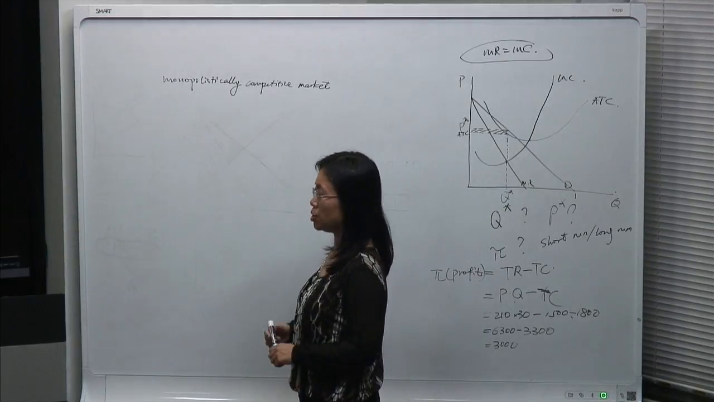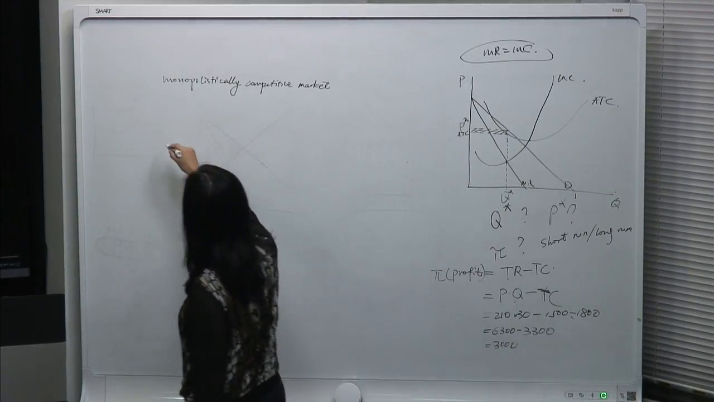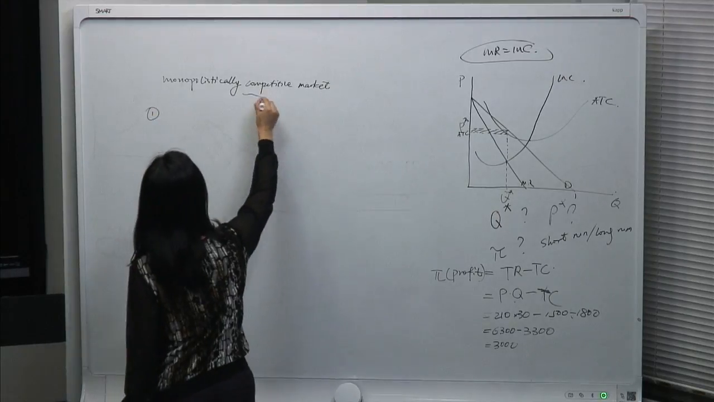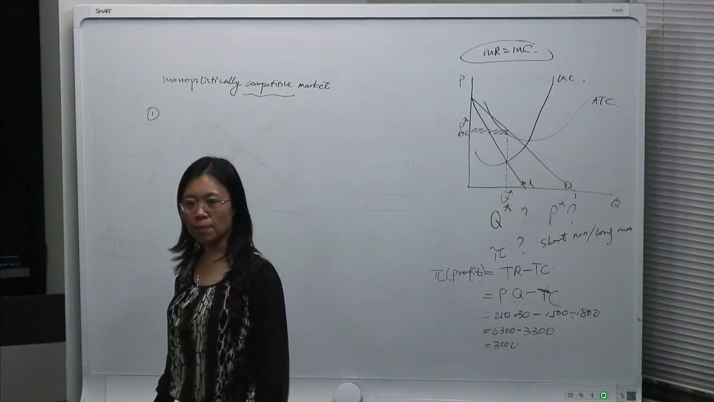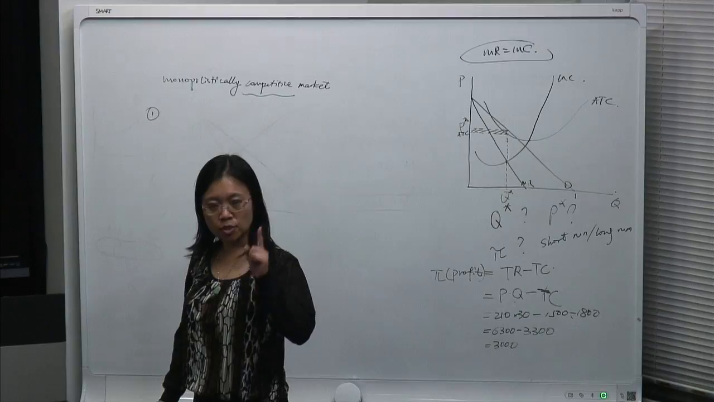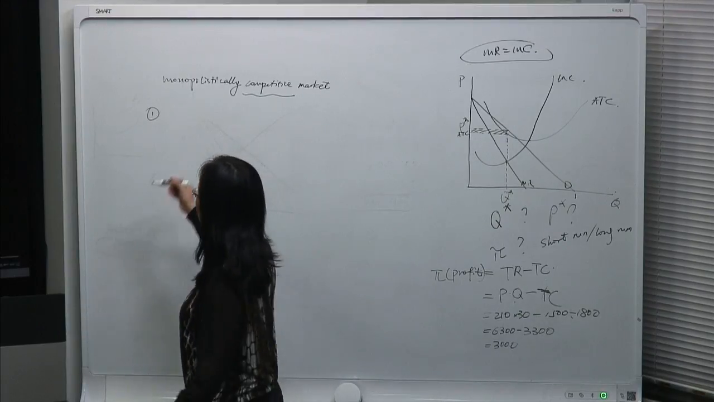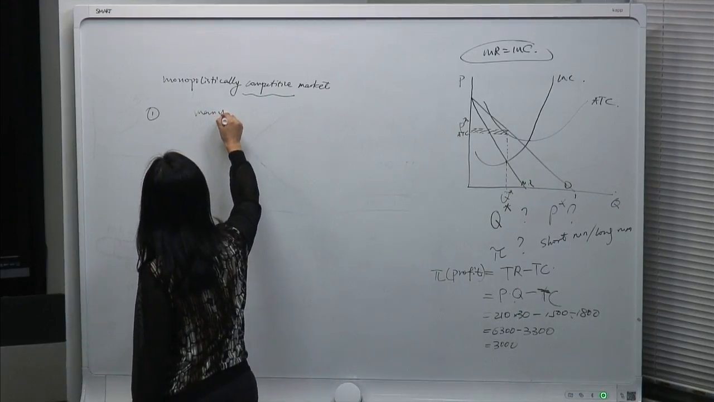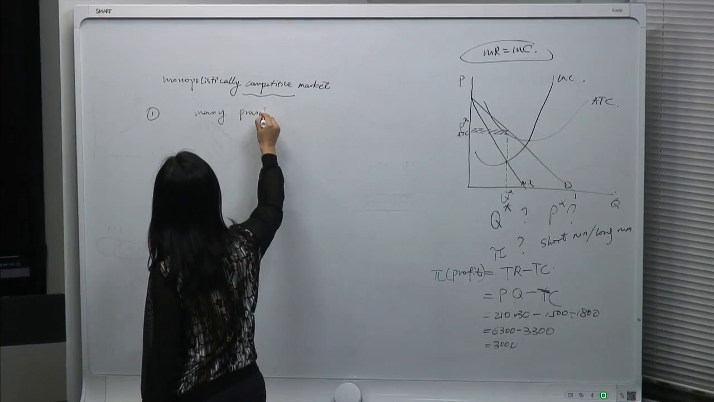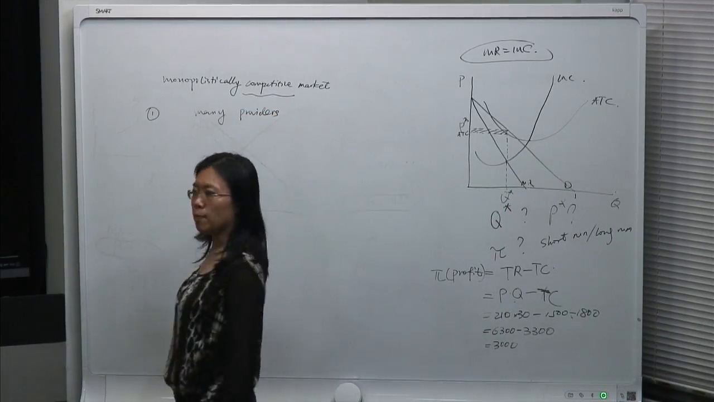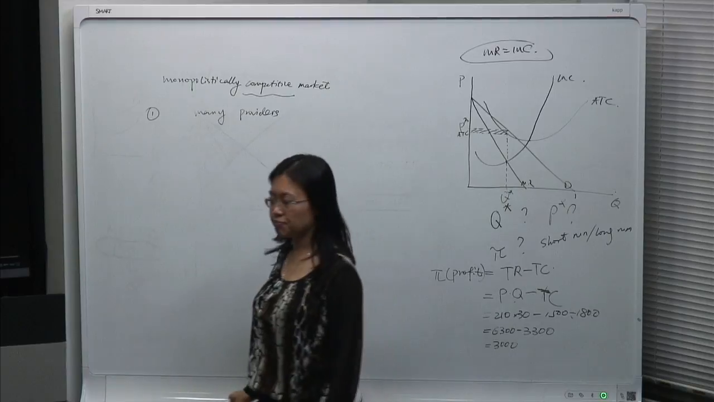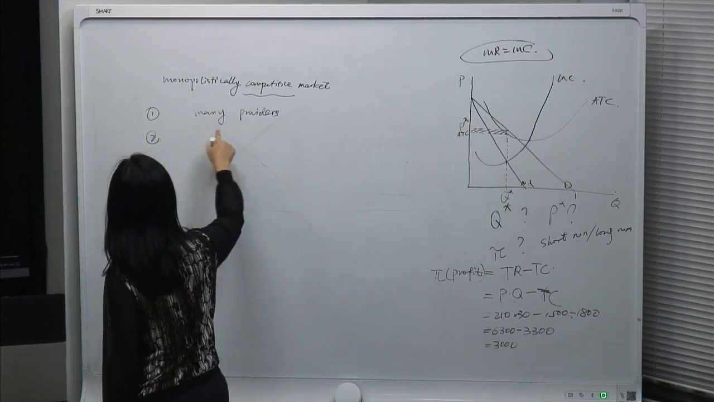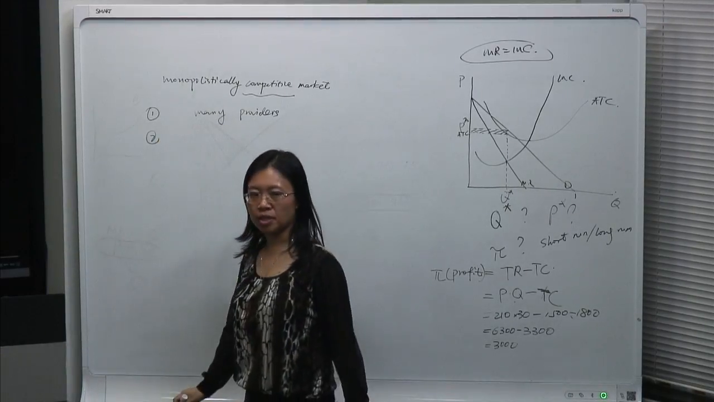What are the characteristics of this market? The first one: since we have the word competitive, that means we have many providers. So it's a very competitive market. This part is the same as the perfect competitive market.